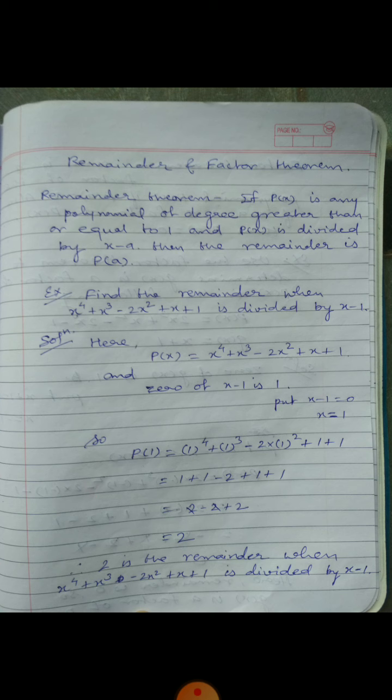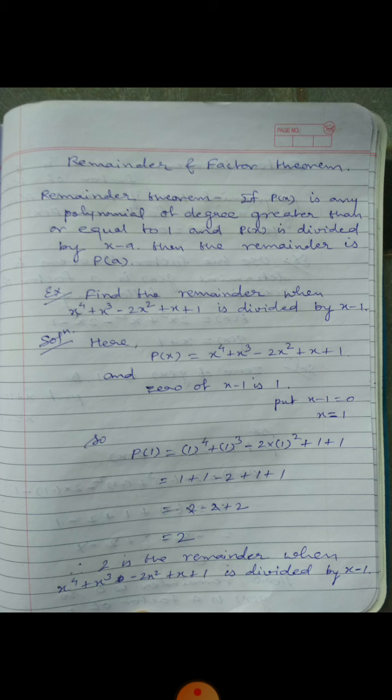Generally we find the remainder by the long division method, but here with the help of the remainder theorem, there are two polynomials. The first polynomial is p(x) and the other is x minus a. p(x) is divided by x minus a, and by the remainder theorem p(a) is the remainder. So it's very simple. First find the zero of x minus a. The zero of x minus a is a, and put the value of x in p(x), and this is the remainder.